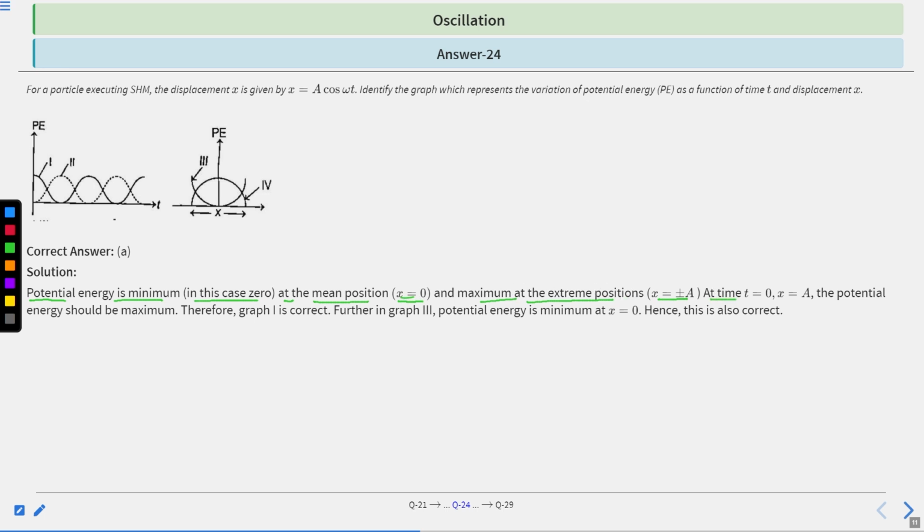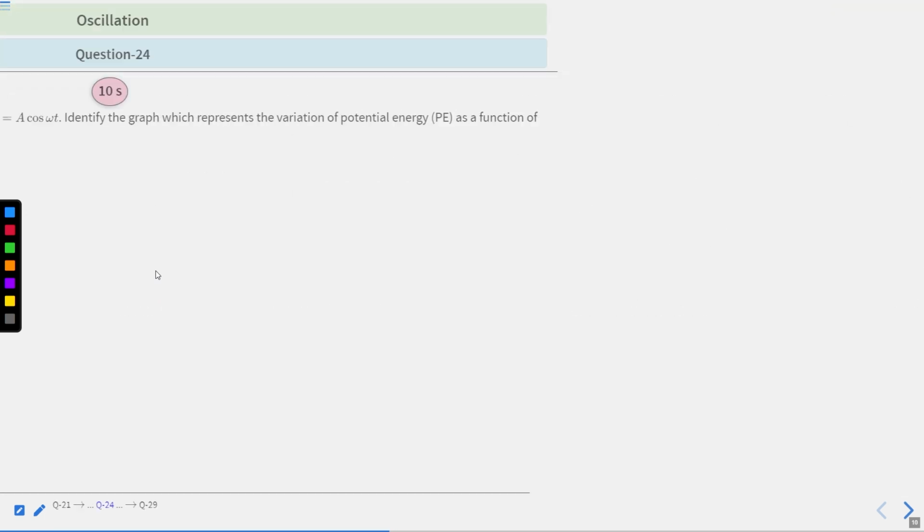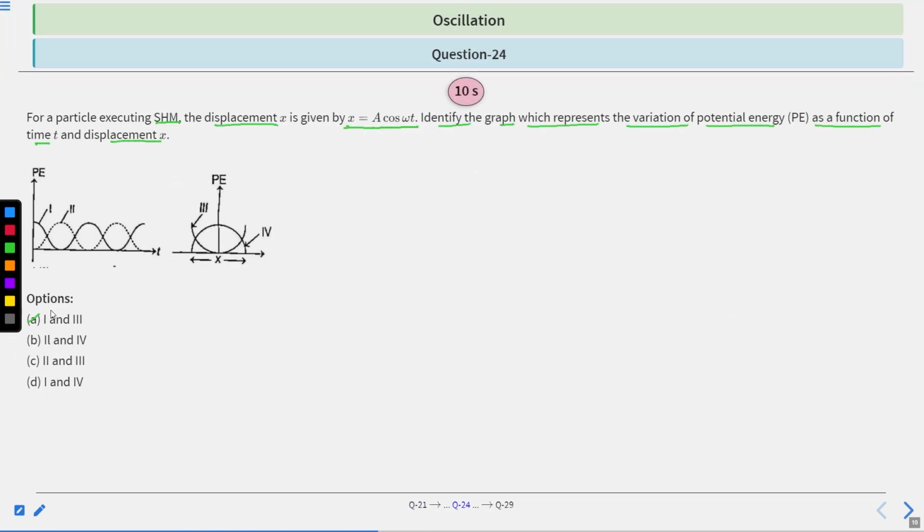So at t equal to 0, x equal to a, the potential energy should be maximum. Clear? Therefore the first graph is correct. Further, the third graph, potential energy is minimum at x equal to 0. Hence, the correct answer is A. First and third are correct. Clear? Next question.